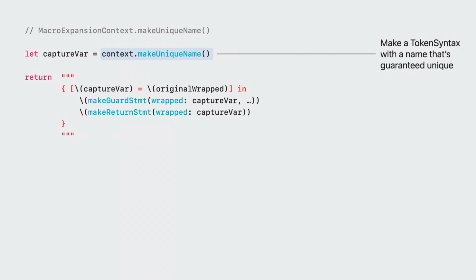That's what the makeUniqueName method on the macro expansion context does. It returns a variable name that's guaranteed to not be used in user code or in any other macro expansion. So you can be sure that the message string won't accidentally refer to it.